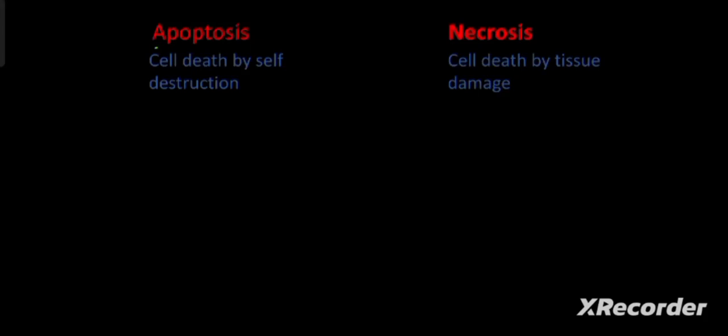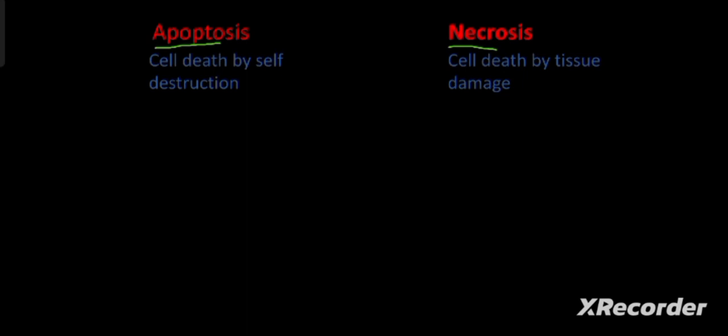Here is the difference between apoptosis and necrosis. Apoptosis is cell death by self-destruction. Here, the cell dies itself after performing its function. The cell commits suicide in apoptosis because it is no longer receiving extracellular or intracellular signals. Apoptosis is also known as programmed cell death.